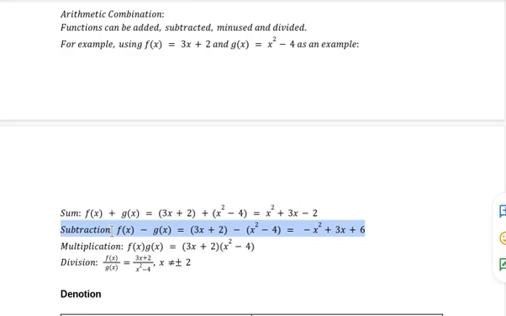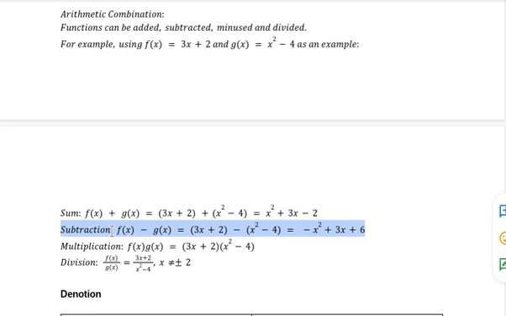The second example is going to be multiplication. So it's f(x) times g(x), which means you multiply those two functions together. So it's 3x plus 2 times x squared minus 4, which will be equal to something. The fourth one is f(x) divided by g(x), which is equal to 3x plus 2 divided by x squared minus 4.